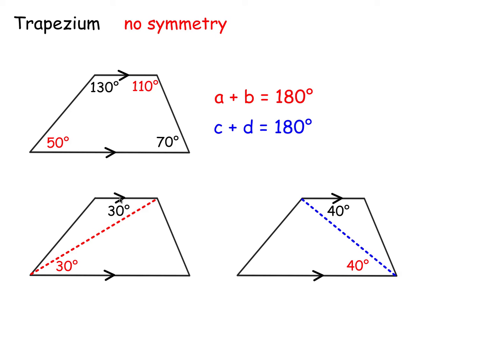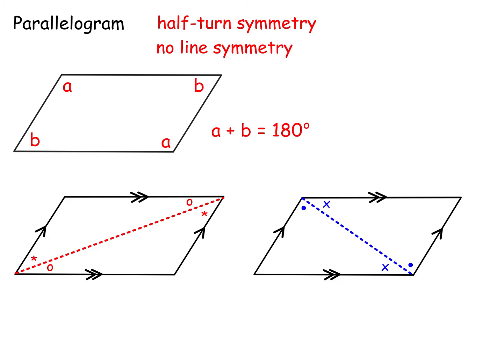Again, make these two sides parallel to each other, make them the same size, and you've got a parallelogram. It's now got half turn symmetry. So if you rotate 180 degrees, the top part fits onto the bottom part. That makes these two opposite angles equal, and these two opposite angles equal. So opposite angles are equal.